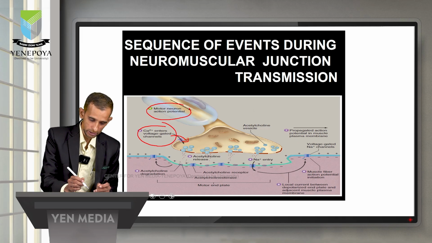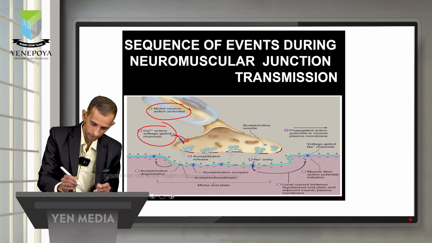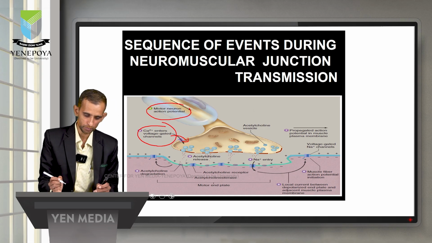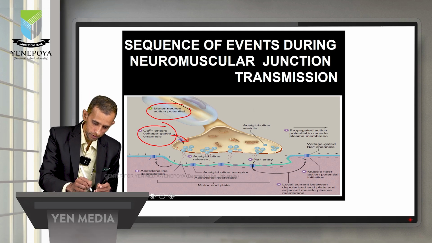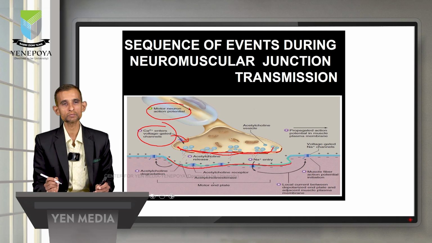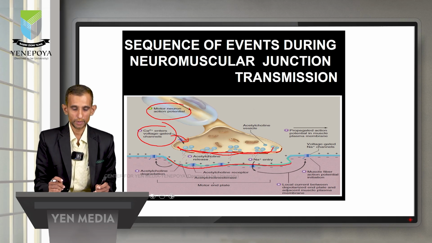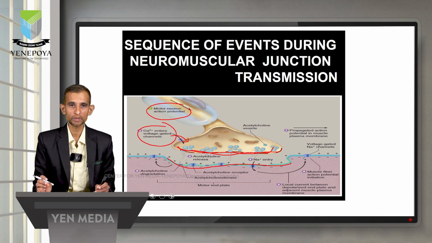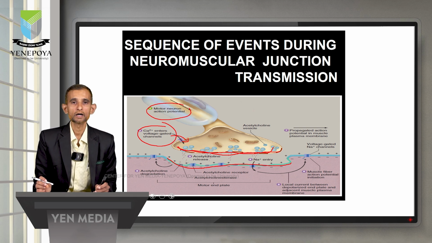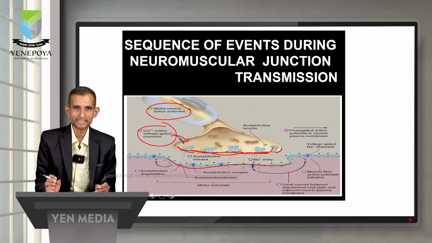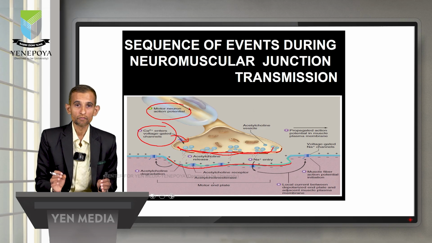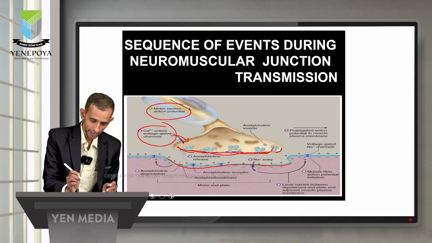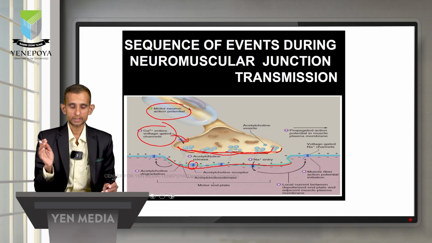It is released across the presynaptic membrane into the postsynaptic membrane. This is the presynaptic membrane, and this is the postsynaptic membrane of the muscle fiber. Now what will happen? The acetylcholine comes and binds to the acetylcholine receptors on the postsynaptic membrane of the muscle fiber.